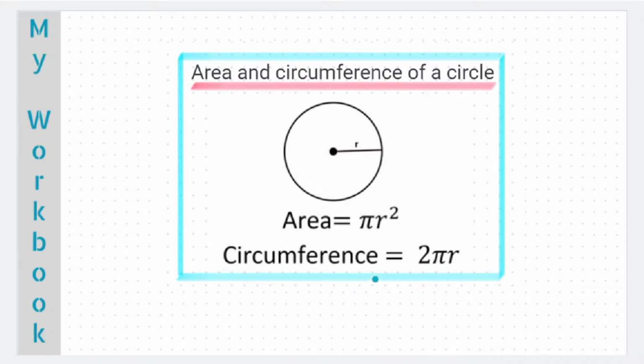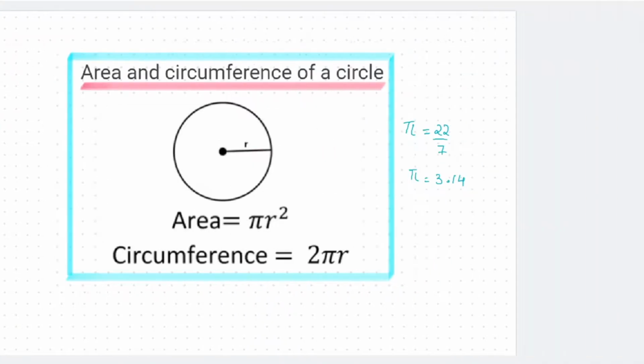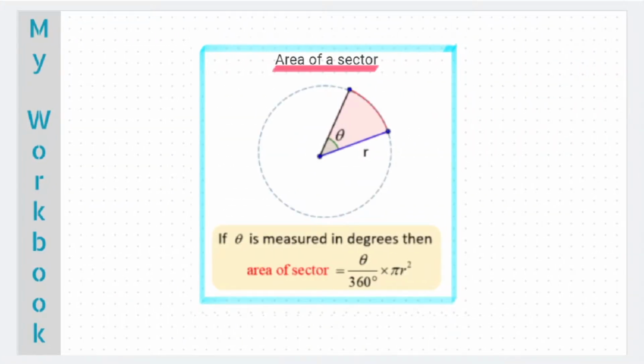Area of a circle is given by pi r square and circumference of a circle is 2 pi r. Pi is a constant and we will be using the value as 22 by 7, or in decimal it is taken as 3.14. Now let's see about sector.